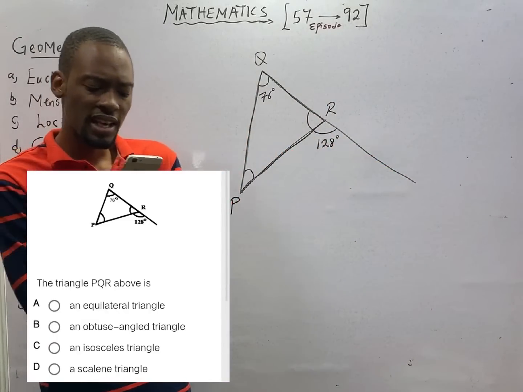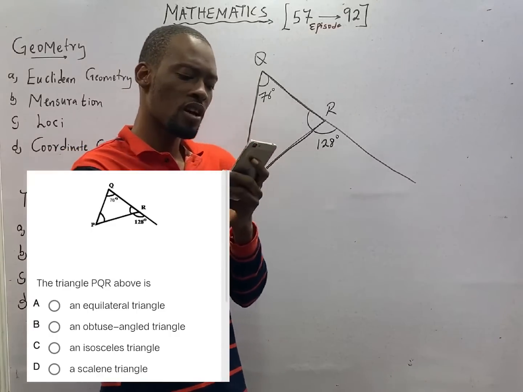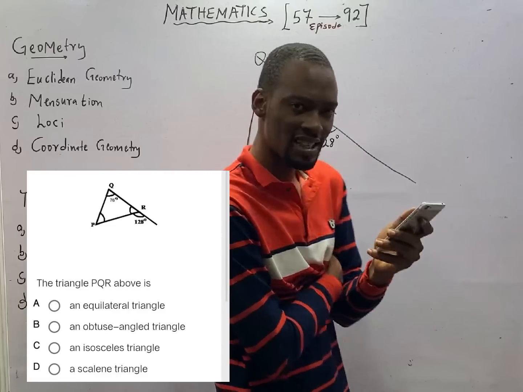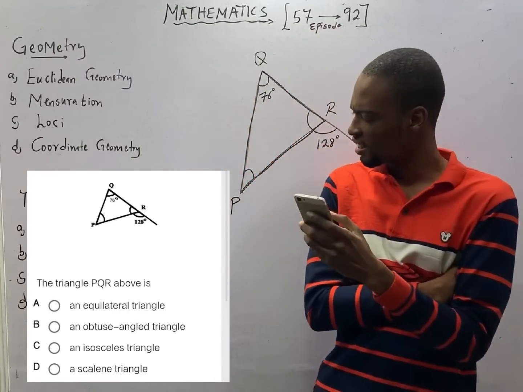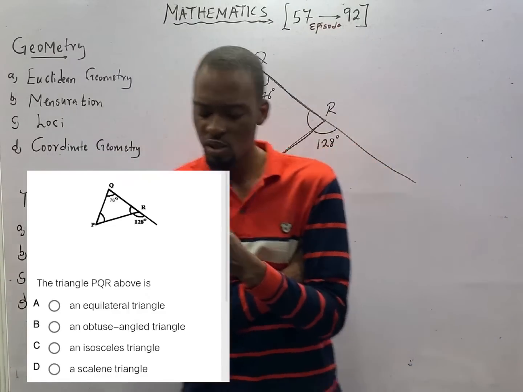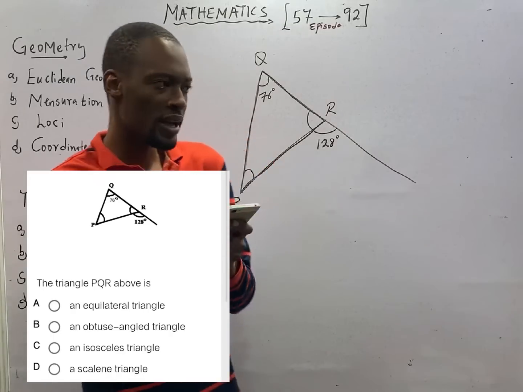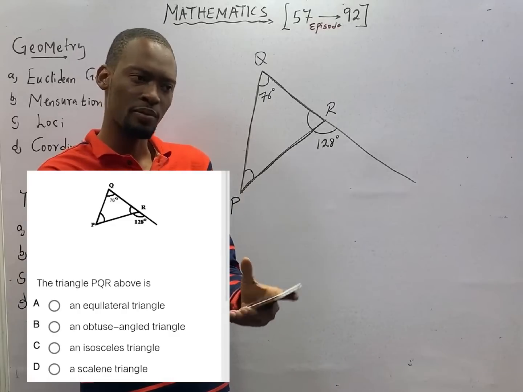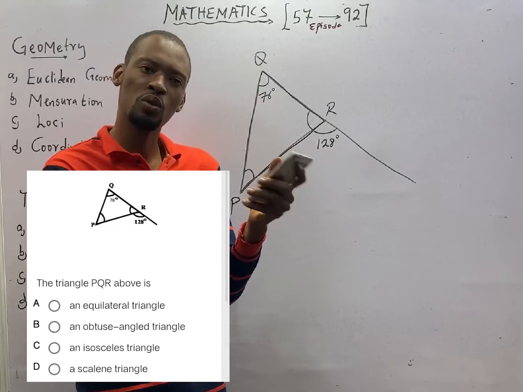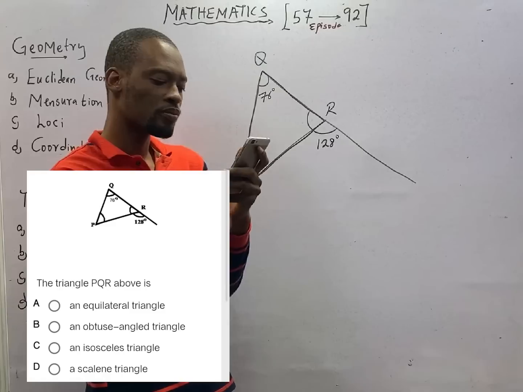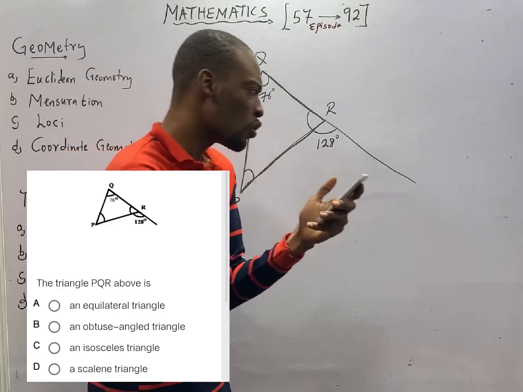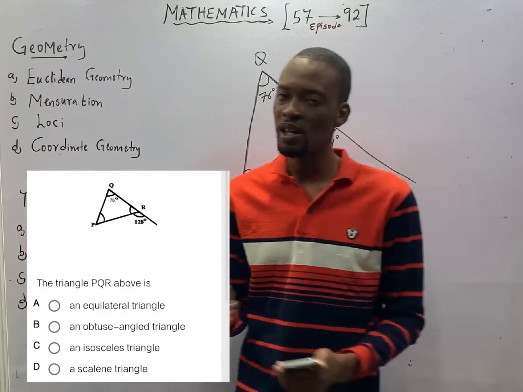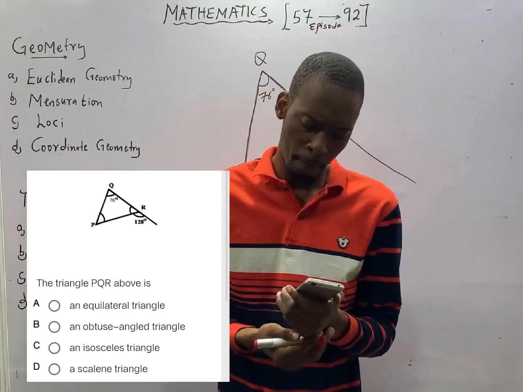A is an equilateral triangle. An equilateral triangle is a triangle where all the sides and all the angles are the same. An isosceles triangle is a triangle where two sides are the same, two angles are the same. The remaining one side and one angle are not the same. A scalene triangle is a type of triangle where no side is the same and no angle is the same.